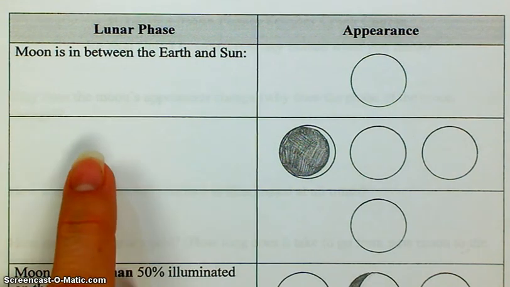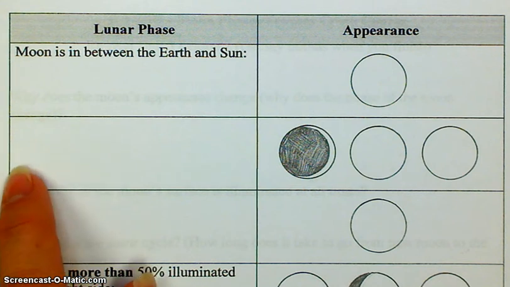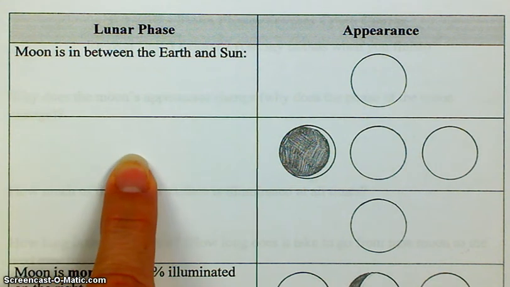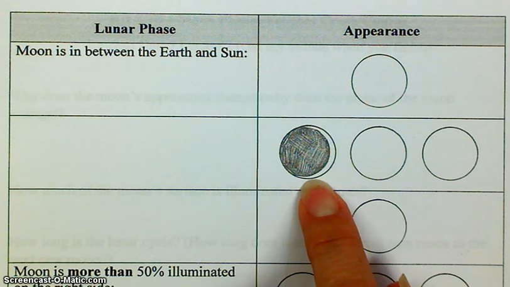All right, after new moon comes waxing crescent. So waxing crescent, and just to prove that you're listening, write in here waxing crescent moons last about a week. So waxing crescent lasts about a week. This might be what you would see maybe a night or so after new moon. But remember, waxing crescent lasts like a whole week.